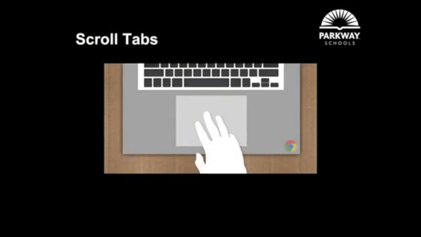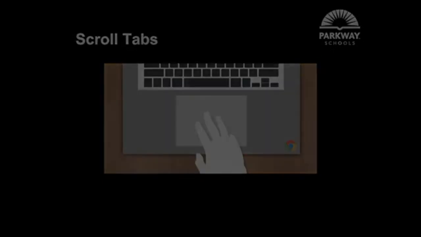Now let's take a look at the touchpad. You know you can scroll up and down on a page with 2 fingers, but you can also scroll side to side using 3 fingers when you have several tabs open in Chrome. This lets you quickly switch between the tabs without having to click directly on them.